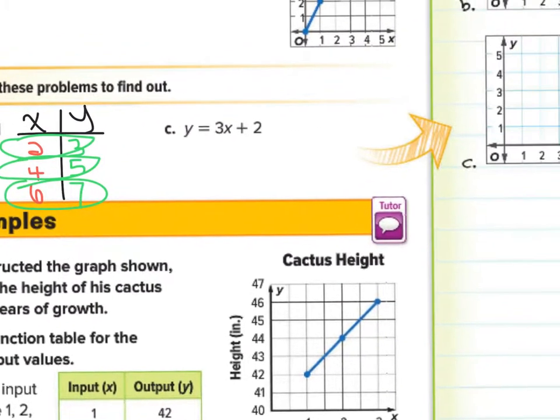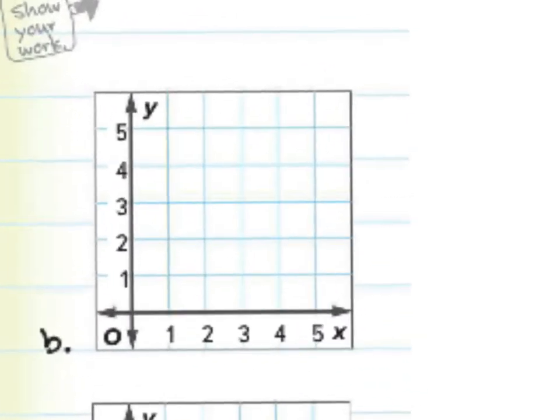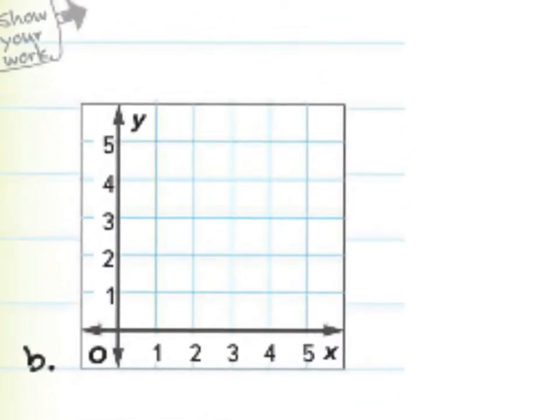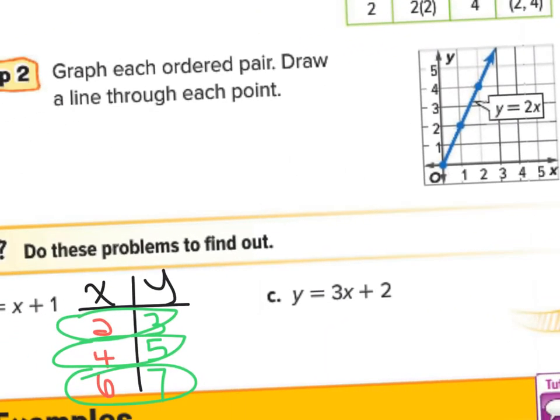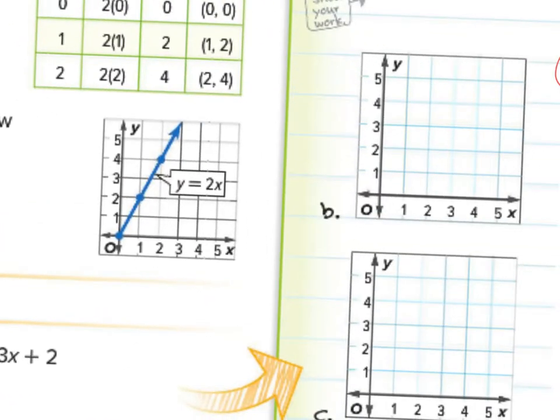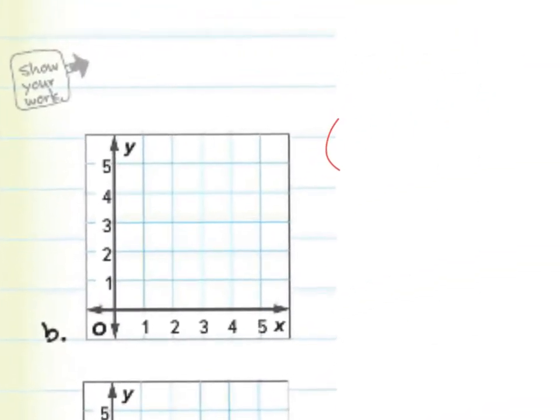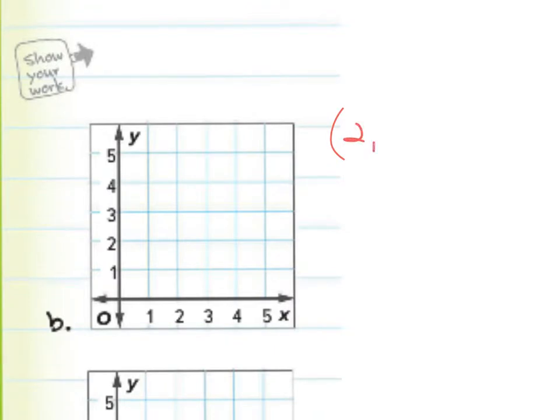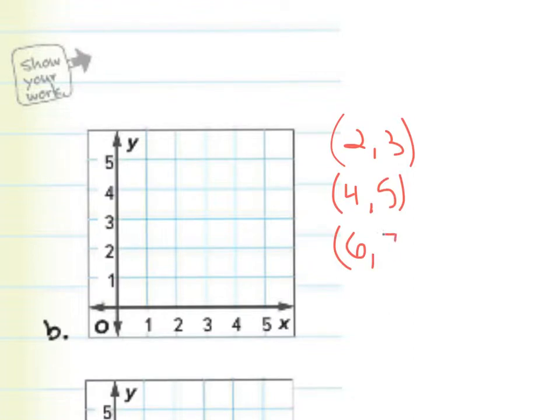So let's take those here, and we're going to write them here. We said that they were, oh, I already forgot. 2 and 3, 4 and 5, yeah, and 6 and 7. Makes sense because we're only ever adding 1 to get the y.